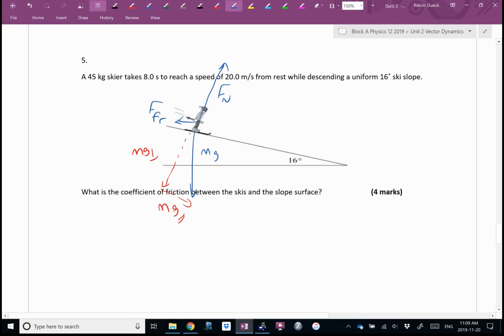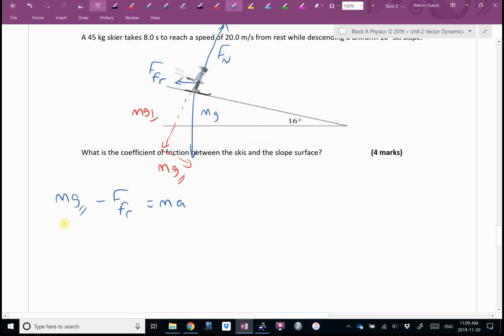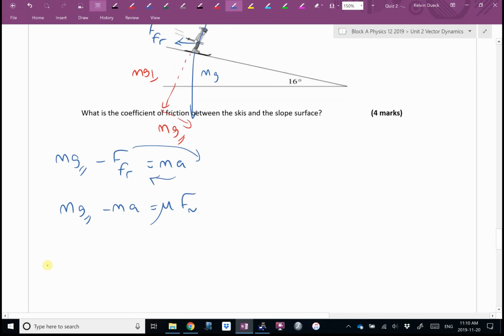I would say, who's winning? MG parallel. Who's losing? Friction. What's that equal? MA. I want to get the mu by itself, and friction contains the mu, so on my next line, I would go MG parallel minus MA equals mu times the normal force. I don't know the normal force. Oh, but look, I would get the mu by itself. Mu is going to be MG sine theta, minus MA, all over MG perpendicular, cos theta.